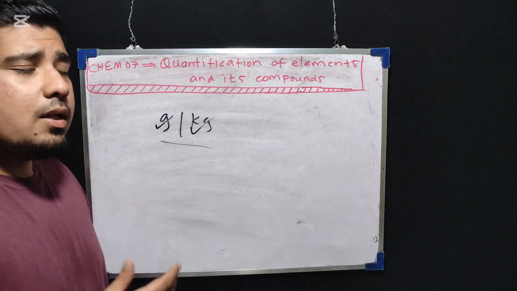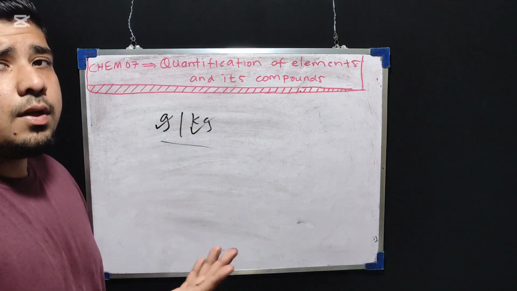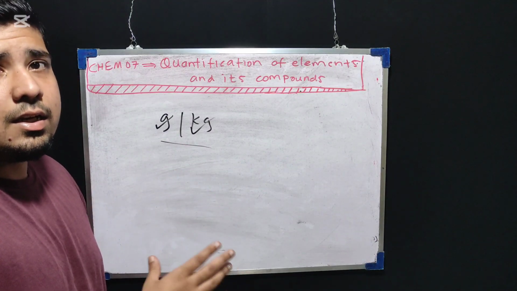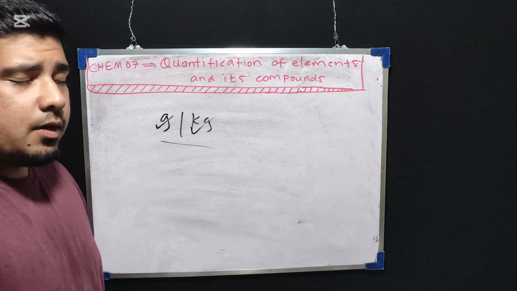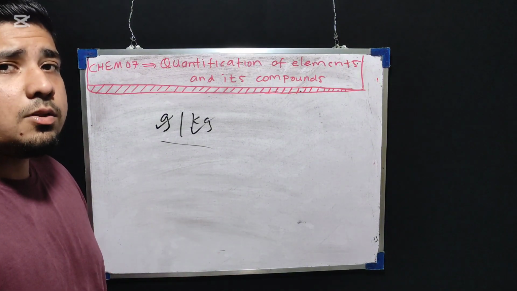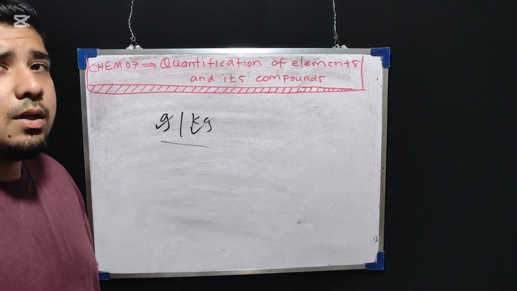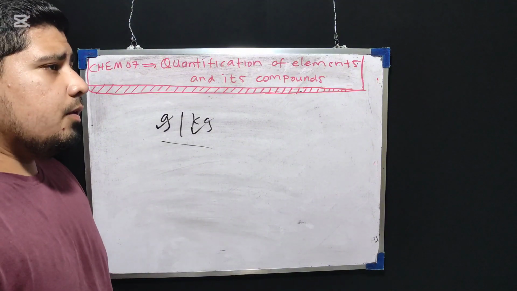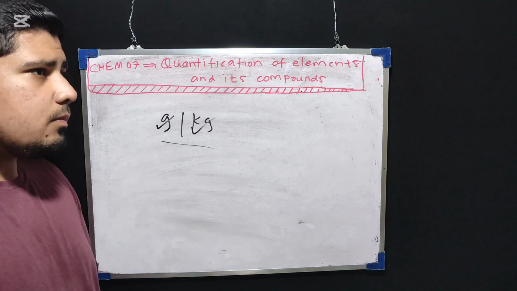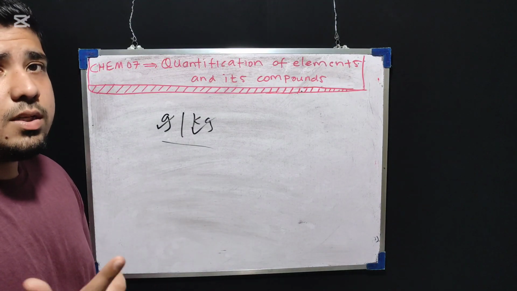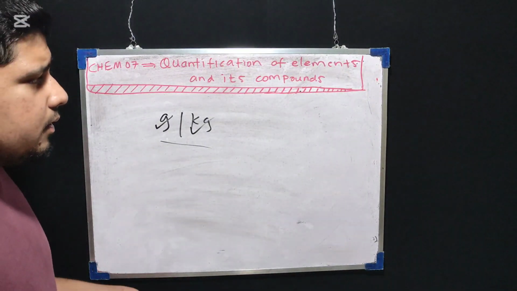Then you can ask me, if we can use gram to measure the mass of any atom, then why are we going to discuss in detail in this topic? Then why are we going to discuss relative atomic mass, relative molecular mass, atomic mass unit, mole, molar mass, Avogadro constant? Why do we need to discuss all these topics? There is a reason. When we are measuring the mass of any atoms using grams, there is a disadvantage. What is the disadvantage?